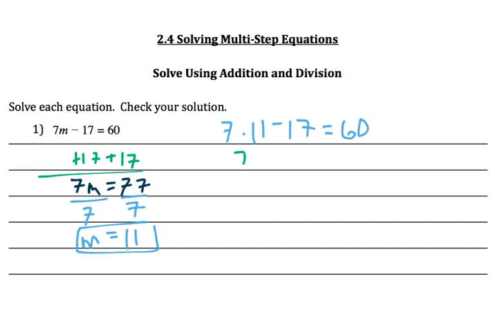7 times 11 becomes 77 minus 17, because I'm just rewriting minus 17, equals 60. Look at where I put that equal sign. It's exactly below. In the left side of the equation, 77 minus 17 becomes 60, which is equal to 60, and I'll put a check mark there.